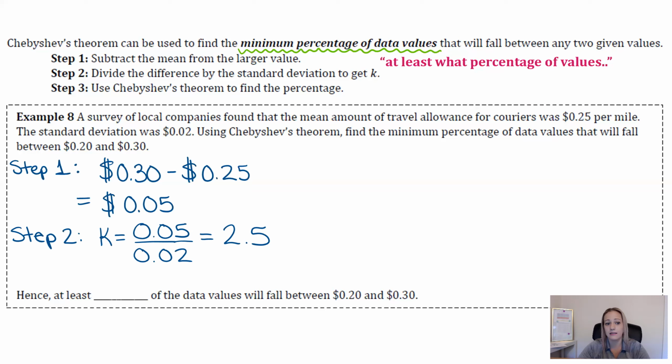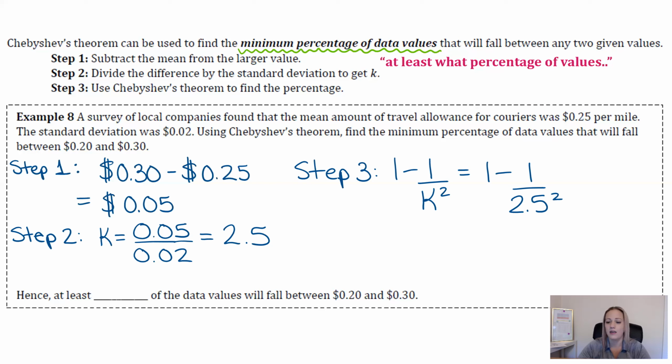Step 3 is to use Chebyshev's theorem to find the percentage. The theorem is basically 1 minus 1 over K squared. Now we know what K is, it's 2.5. So we'll calculate what 1 minus 1 over 2.5 squared is, and just use a calculator for that. It should come out to be 0.84. So that tells us that at least 84% of the data values will fall between 20 cents and 30 cents.